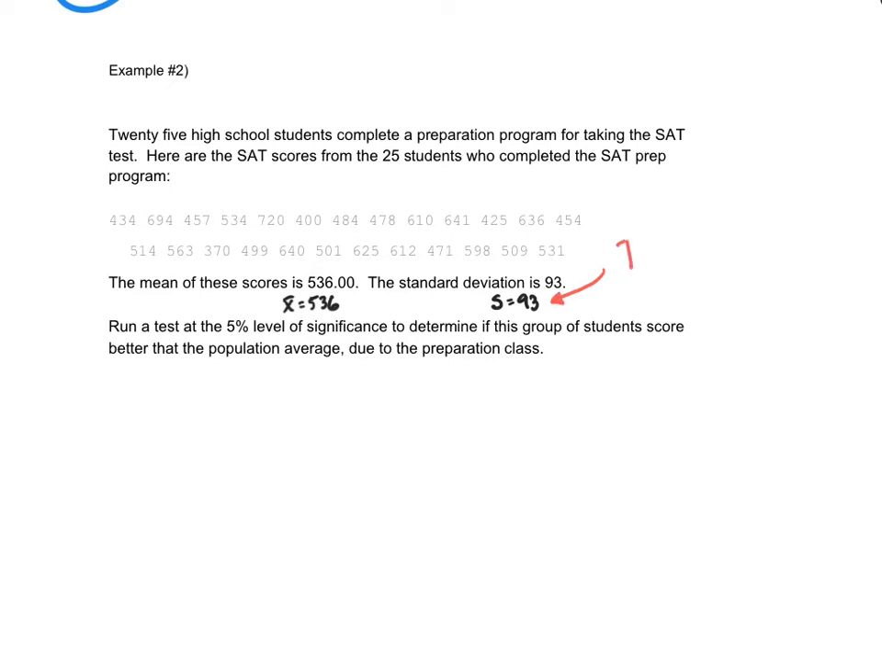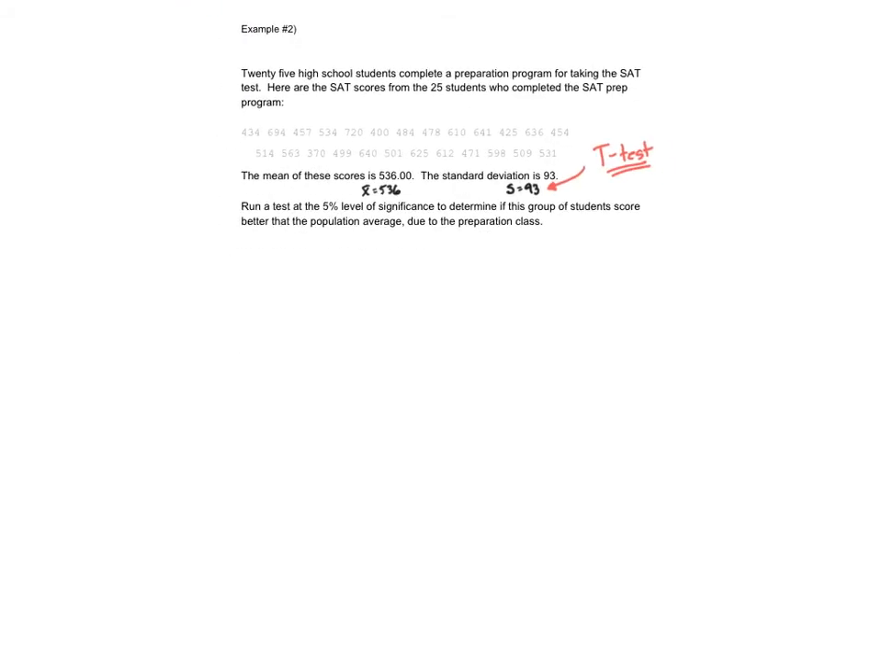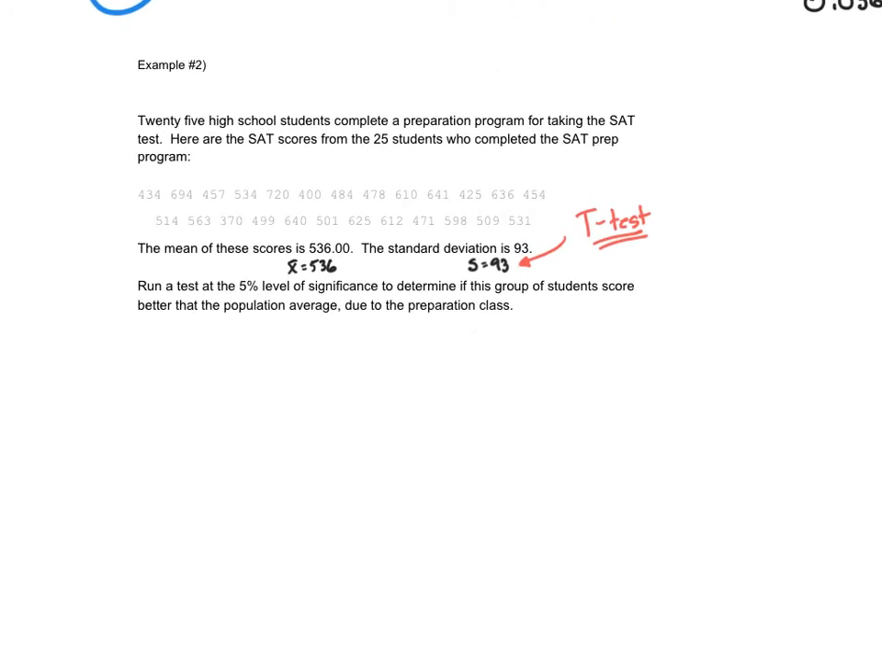So what does that mean? That means we are going to be running a t-test instead of a z-test. So we're going to run a 5% significance. We're going to do all the same stuff. So let's do this. So watch, let's see what the difference is. So my hypotheses, what's my hypothesis? It looks exactly the same whether you're running a z-test or a t-test. We're still going to think that the population mean of this preparation program is equal to 500. The alternative is that it is greater than 500.